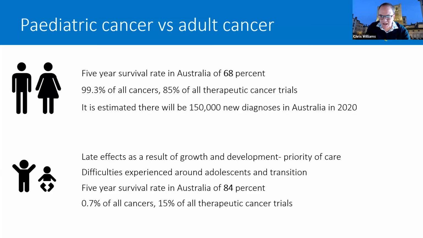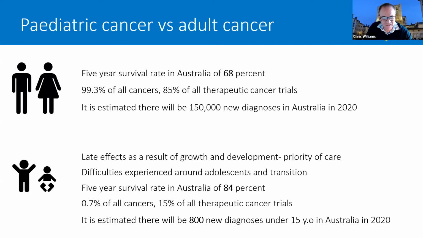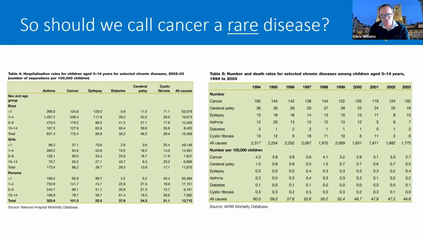It's estimated about 150,000 new diagnoses of cancer in adults in Australia this year, and we're only seeing around about 800 new diagnoses in children under 15. So should we call cancer a rare disease in children? 800 kids a year. This is some older data. It is over 10 years old, but what it looked at is from the Australian Institute of Health and Welfare, and it looked at hospitalisation rates for children between 0 and 14 for chronic diseases.